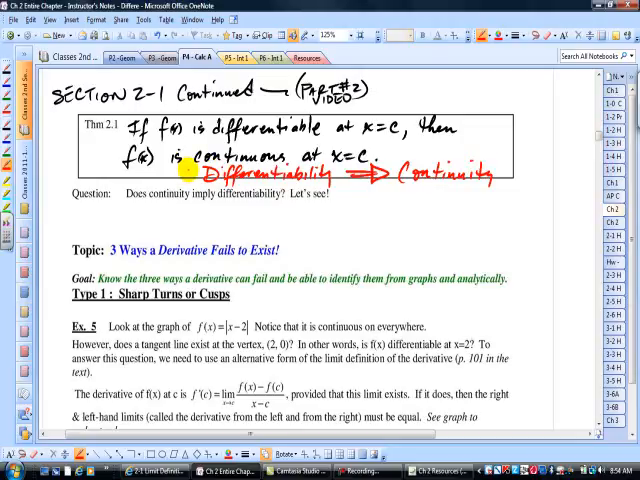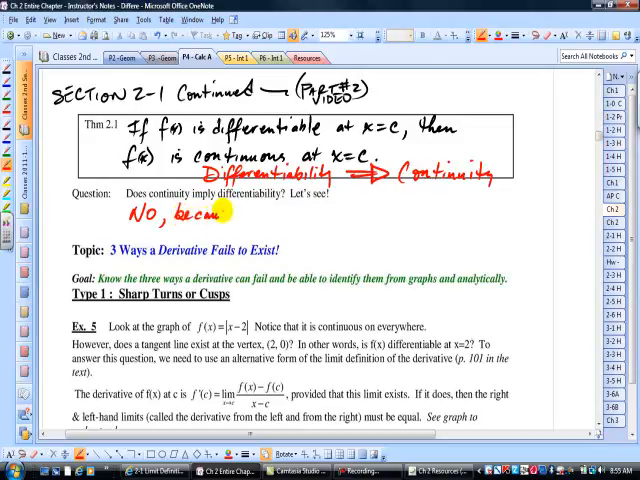But the question is, is the converse true? Does continuity imply differentiability? And the answer to that question is no, because there are many cases where a function's continuous everywhere, but not differentiable everywhere.